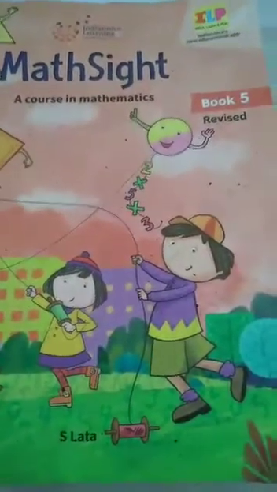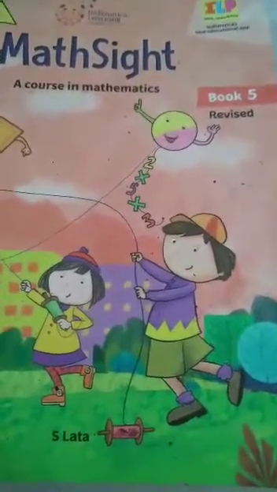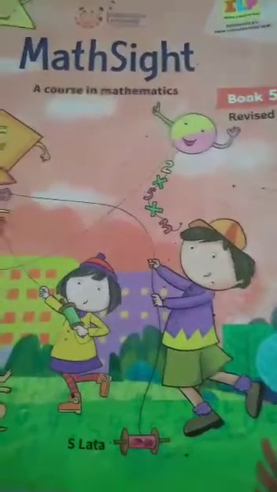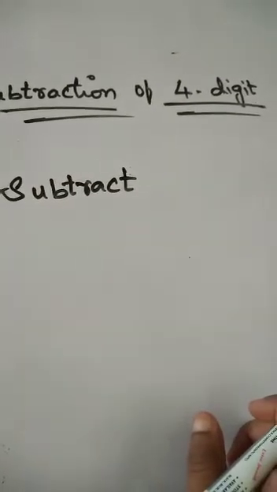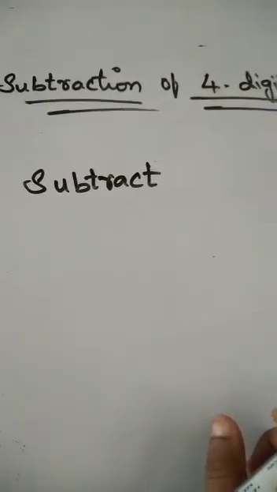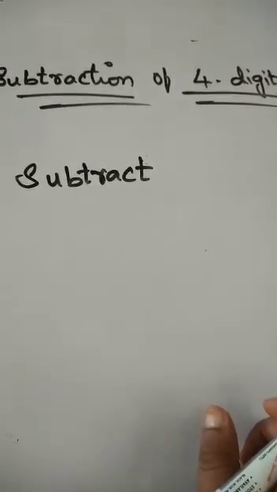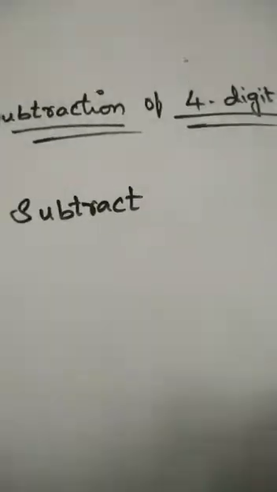So in the last video we discussed the basic concept of addition of 5-digit numbers. In today's video we will learn subtraction of 4-digit numbers. So let's get started. We have already seen how we can subtract 2-digit numbers. So the first step is to write the numbers one below the other.